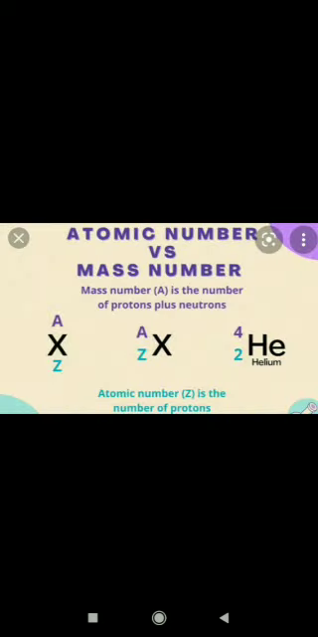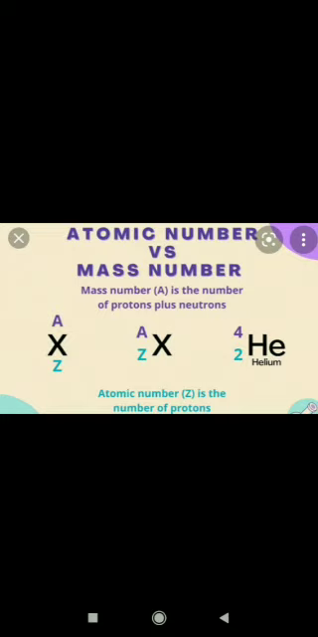So when you write a symbol, X is the name of the element. Whichever element you are writing, atomic number of that element will be written below and atomic mass number would be written above. Like, see the example given here. Helium is the example given here, where helium's atomic number is 2 while atomic mass number is 4. Atomic number is the number of protons while atomic mass number is the number of protons plus number of neutrons.